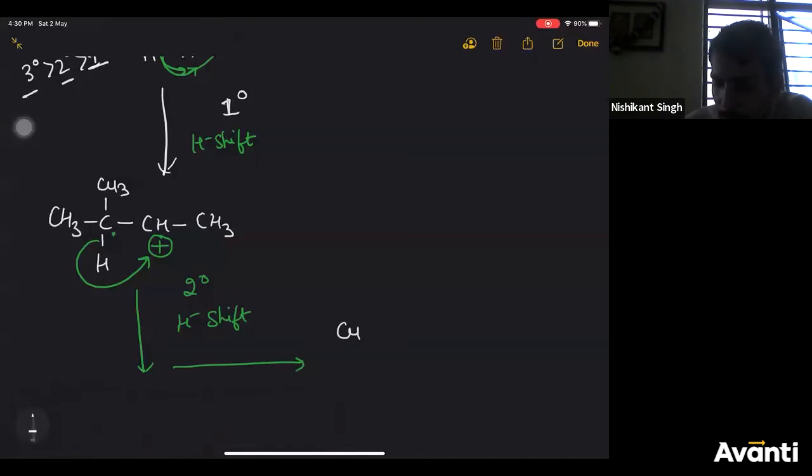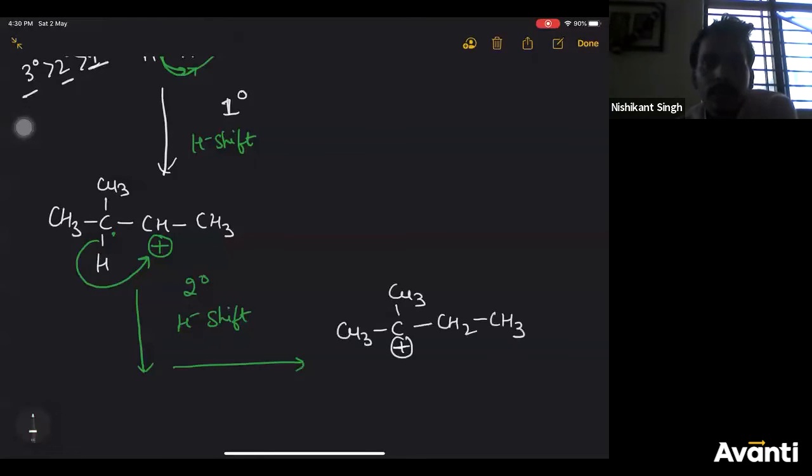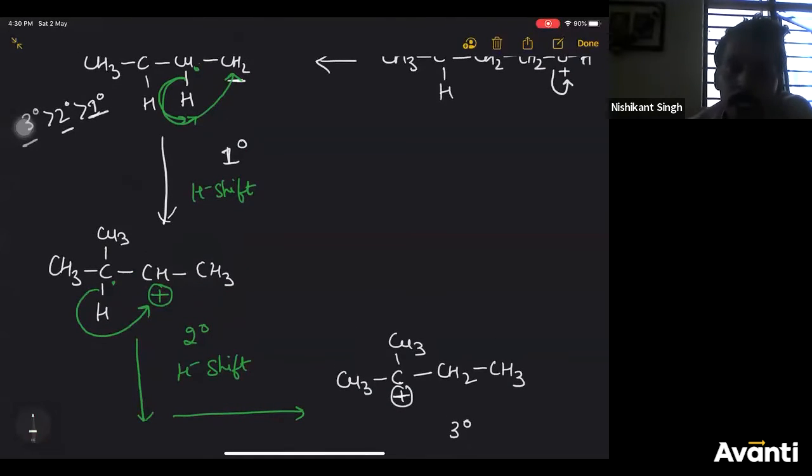CH3, CH3. This carbon gets a positive charge. This carbon becomes CH2, CH3. Right? So now see the students, this carbocation is tertiary in nature. Now, all the rearrangements are over. Further rearrangement cannot happen, because tertiary carbocation is more stable.